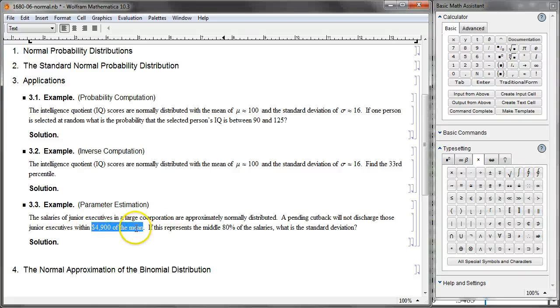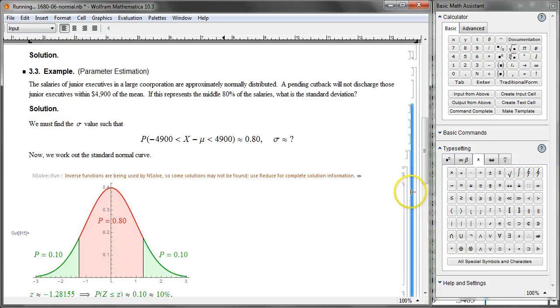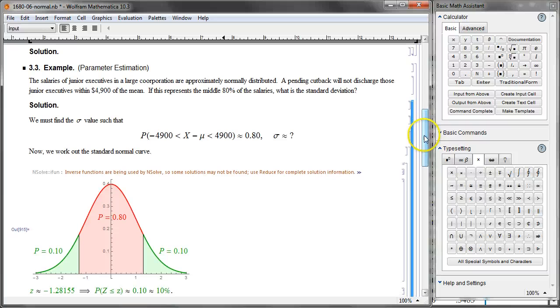Mean is not given. Within 4,900 of the mean, so within plus or minus 4,900, represents 80% of the salaries, and the standard deviation is unknown. That's the kind of situation we are in. Let's begin with this picture. The middle part should be 80%, 0.80. And left-hand side endpoint, right-hand side endpoint, from here to there, and we have to find out those z-scores.